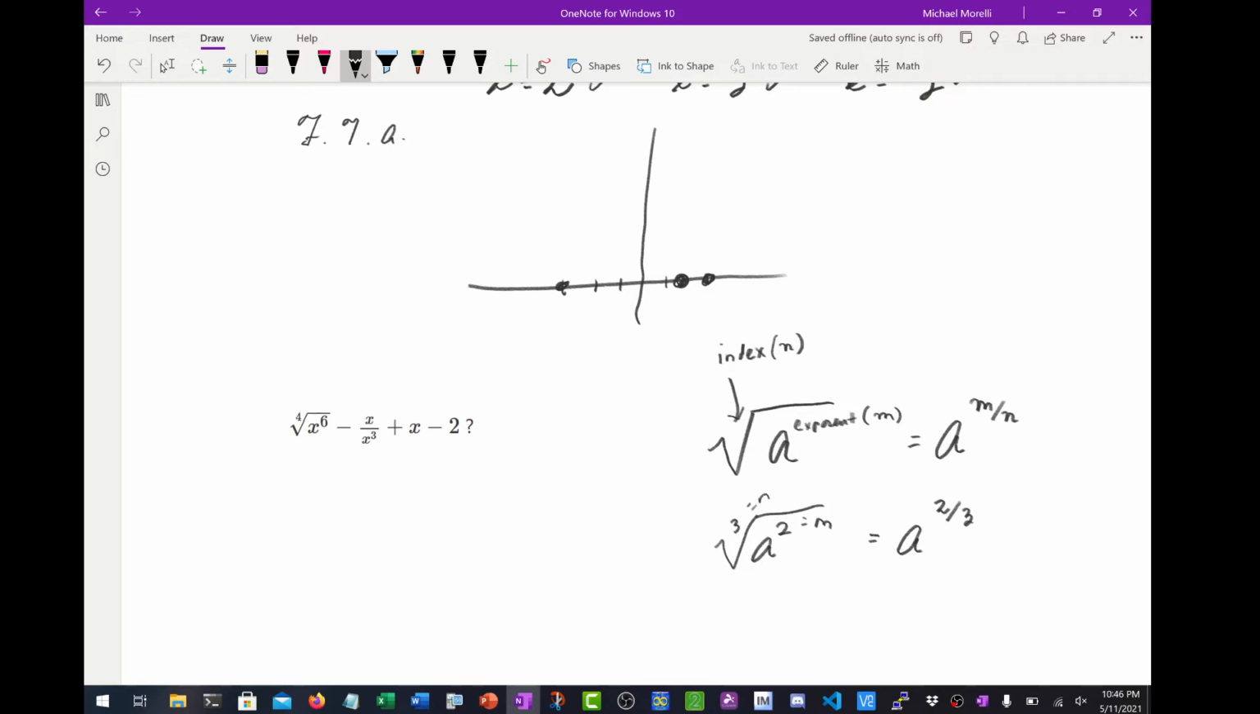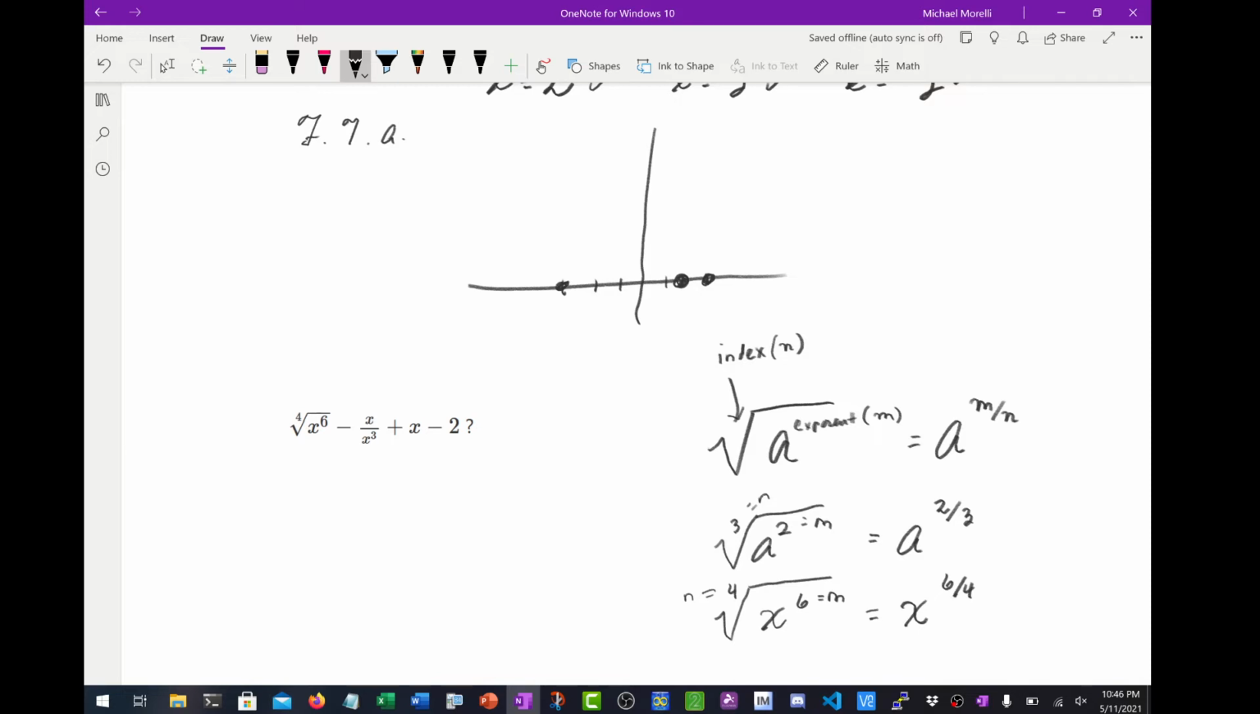So let's look at our example. We have the 4th root. I'm looking here at this. I've got the 4th root of x raised to the power of 6. So the 4 is the n, the index, and the 6 is the m, or the exponent. So I can rewrite this as x to the 6/4 power.